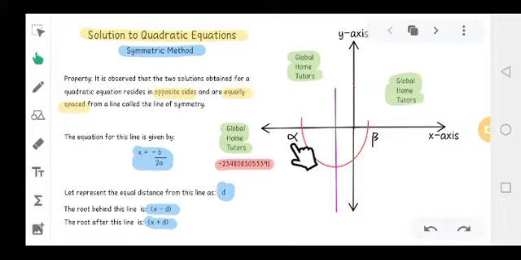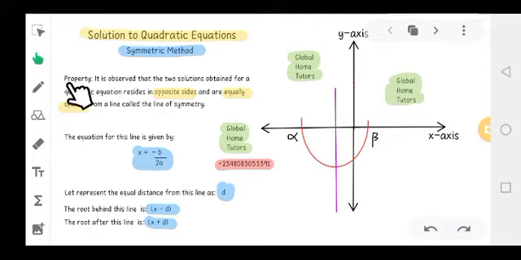I name one of the roots alpha and the other root, what? Beta. So if we plot the graph of the quadratic equation, we are going to have a curve that will cut the x-axis at 2 points. This is the first point, and this is the second point. It will cut it at 2 points. You can call this one the first point and this one the second point. There is no order to that.